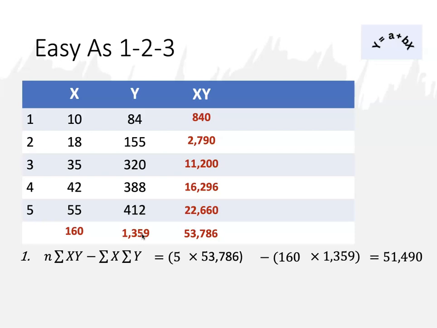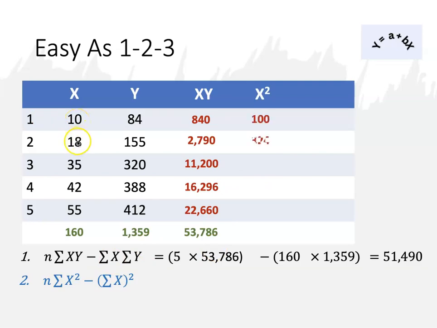Remember, easy as 1, 2, 3. So 1 down, now onto 2. For 2 we want the summation of x squared. So we need another column for x squared. In the first row, 10 squared, that's 100. 18 squared, that's 324. 35 squared, 1225. 42 squared, 1764. And 55 squared is 3025. Total of which is 6,438.